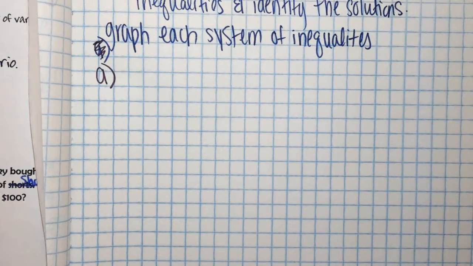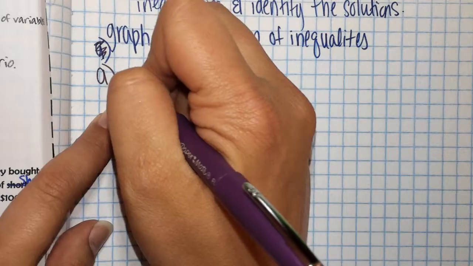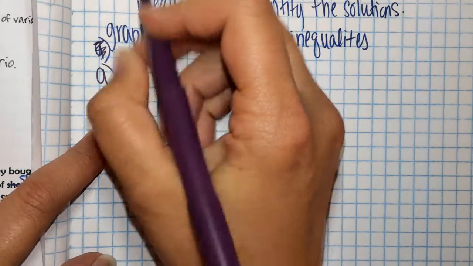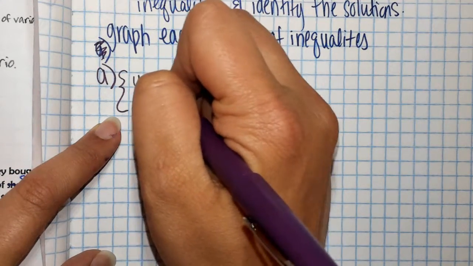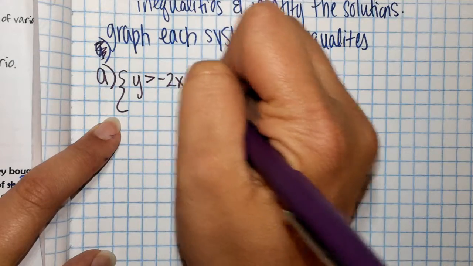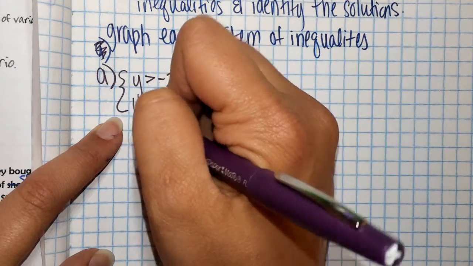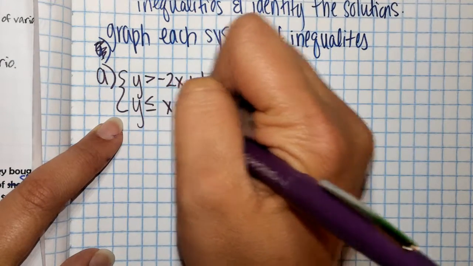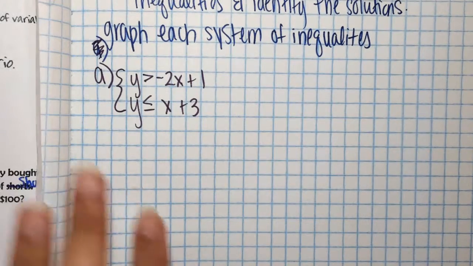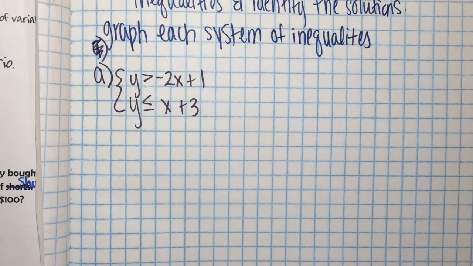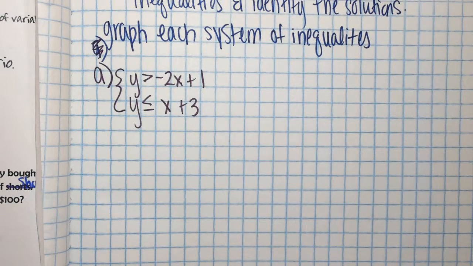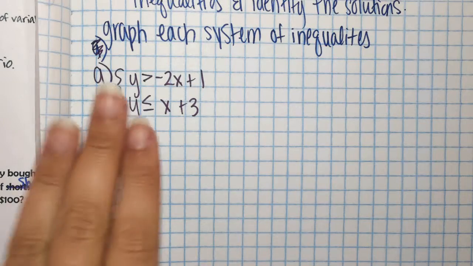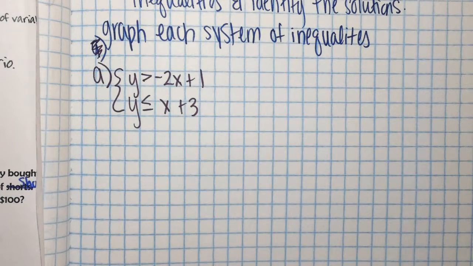The first one that we're going to do is y is greater than negative 2x plus 1, and y is less than or equal to x plus 3. So remember, we've graphed linear inequalities before. Remember when we used the solid or dashed line? And y'all remember when we did the stained glass window? So we're still using that to do what we're going to do today.